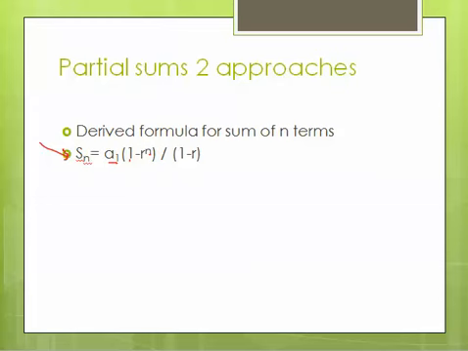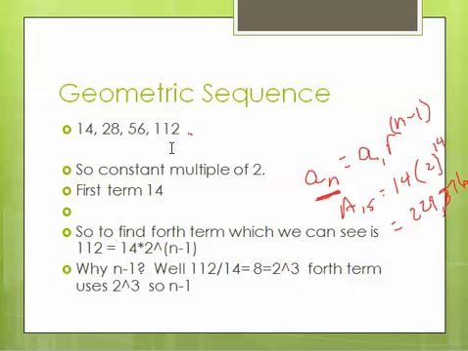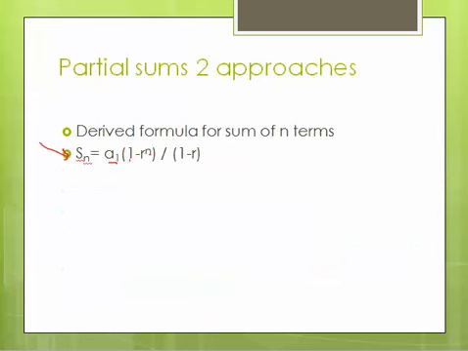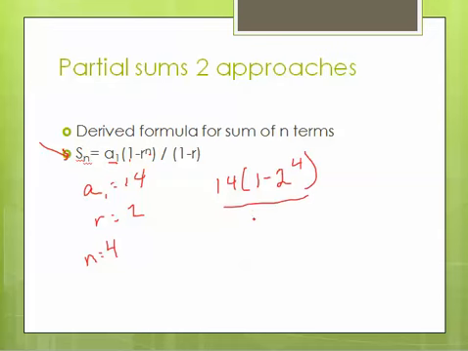So let's go back and look at this one right here. If we wanted to add up the first four terms of this particular sequence, well, my a sub 1 was 14. My r was 2. And we were wanting to add up the first four terms. We just got to plug it into this formula. We say that 14 times 1 minus 2 to the fourth power divided by 1 minus 2.